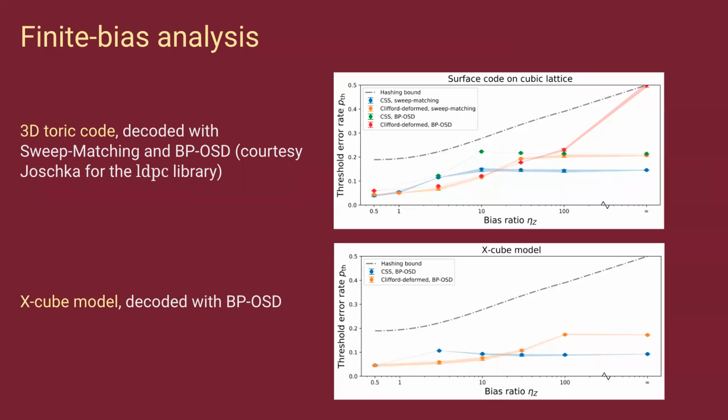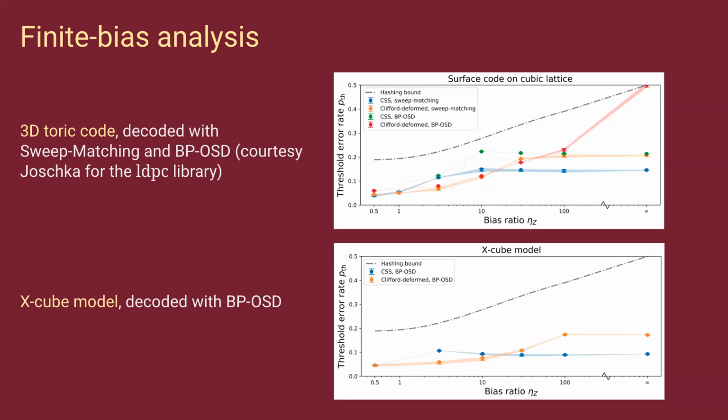Okay, then maybe I can talk a little bit about the numerics. We also look at finite bias analysis. So here is the bias ratio. Here are the x values. 0.5 is the depolarizing case, and infinity means that we have only Z errors. So we use two types of decoder. One is BPOSD, using Joschka's library, and one is string matching, which is something specific to string codes.